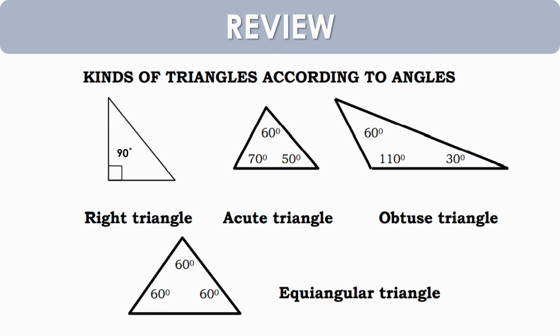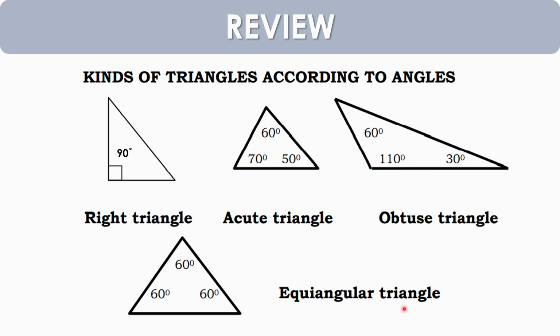We have the kinds of triangles according to angles. So let's talk about the angles, children. Do you still remember the angles? We have the right, acute, and obtuse triangle from our previous lesson. So let's review the right triangle. It forms 90 degrees. How about the acute triangle? It forms 70 degrees. And for the obtuse triangle, it forms 110 degrees.